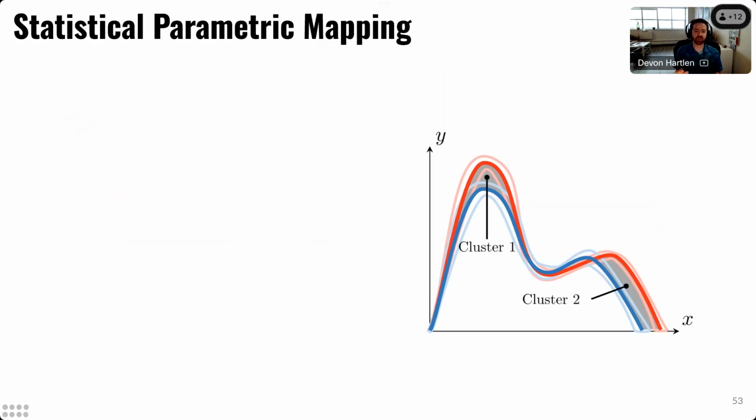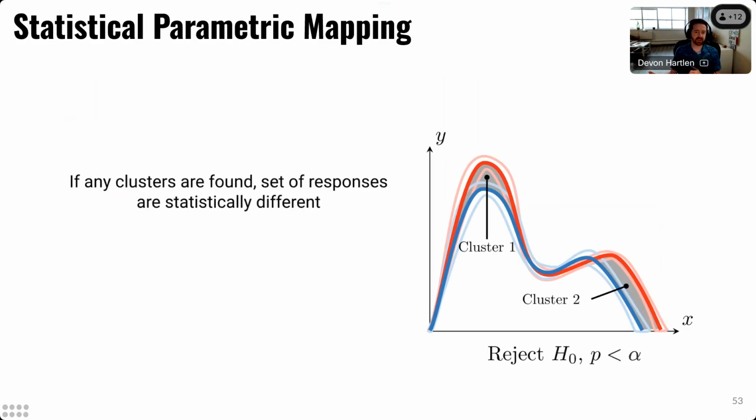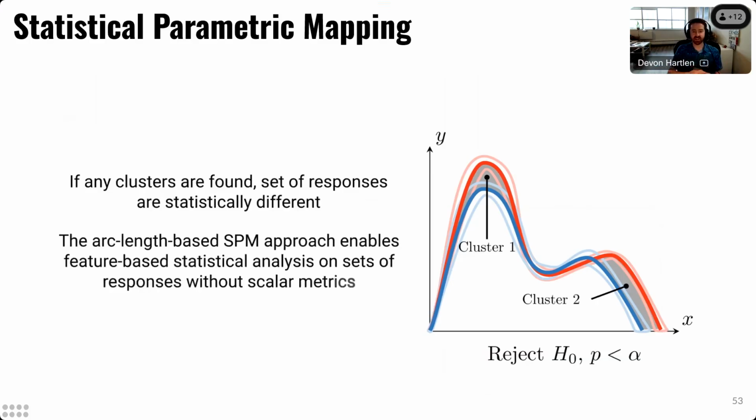Finally, for interpretation, we'd say that if a cluster exists, the sets of responses are statistically different overall, and these clusters represent areas where random chance alone would not be likely to cause such a difference. Overall, this arc length-based SPM approach enables feature-based statistical analysis without the need to extract out scalar metrics. So let's look at an example where this case really shines.